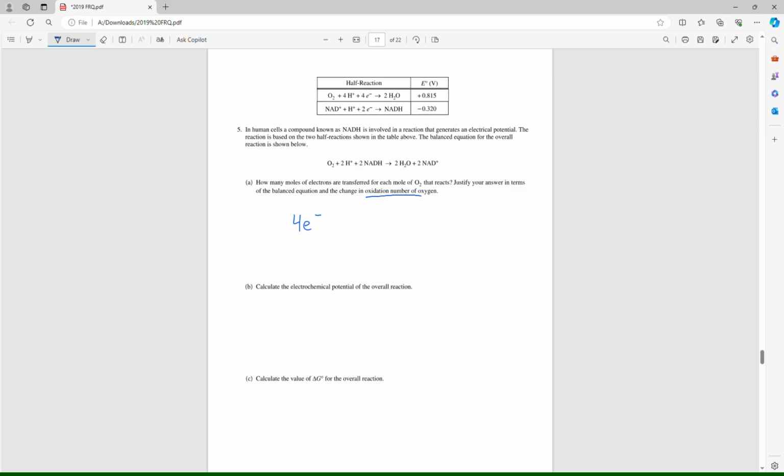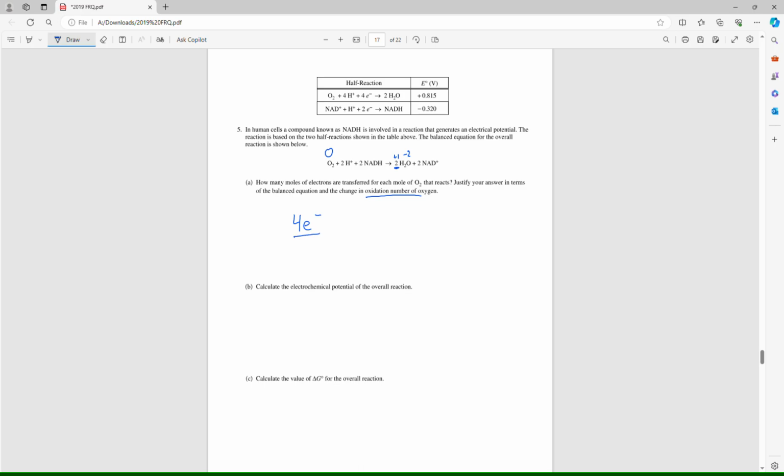All right. The oxidation number of this O2 is 0 because it is all alone. The oxidation number of this oxygen is -2. And these two hydrogens are each +1. But it's -2 2 times. So it's reduced to -2, and that happens twice because it's 2H2O. So that indicates 4 electrons.